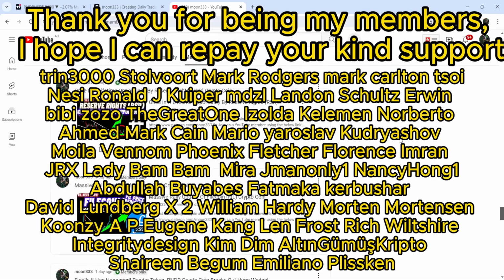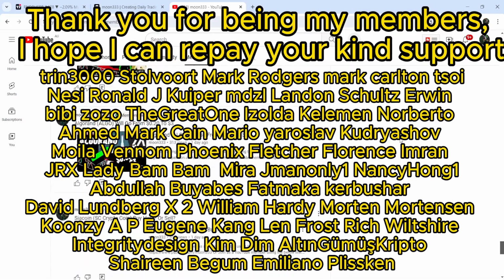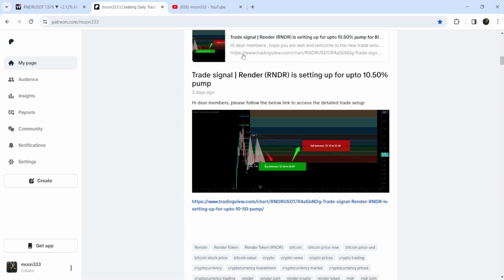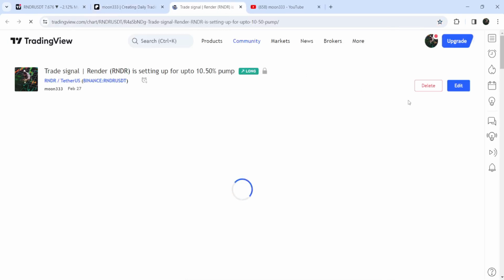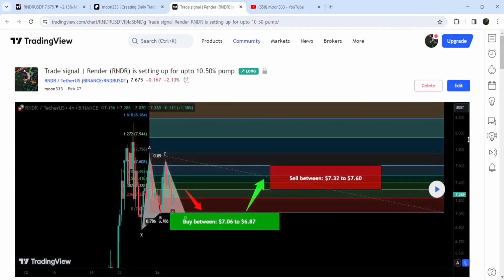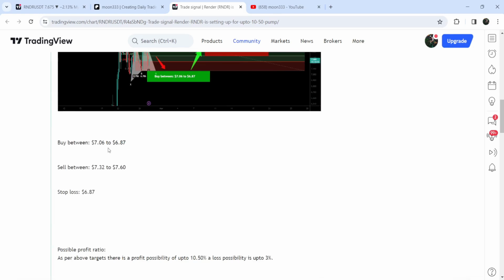Let's start the analysis, and first of all, let me begin with my most recent trade signal for Render that I shared 3 days ago with my members, and that was a harmonic bullish reversal Gartley pattern that Render completed on a 4-hour time frame chart. In fact, it was completing on this 4-hour time frame chart with US dollar pair. This was the complete trade setup, a buying range, and the sell target zone and the stop loss.